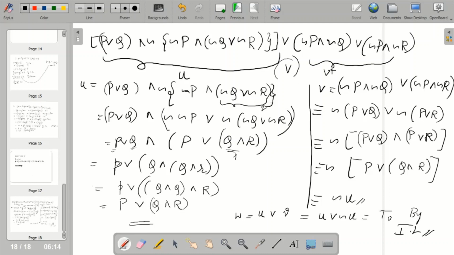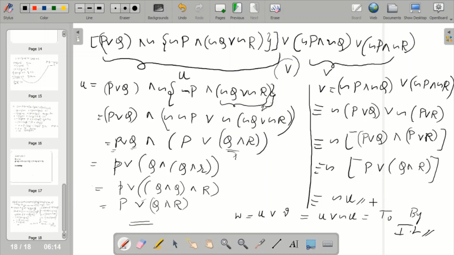Next I solved the V section, that is the negation. In both places I applied De Morgan's law, and then this negation came out, and this is in the form of distributive law. So I got negation of this section. This section is nothing but our U itself. So I wrote negation of U. Finally I combined both using logical operator OR, and then U or negation of U, you got a tautology by inverse law.